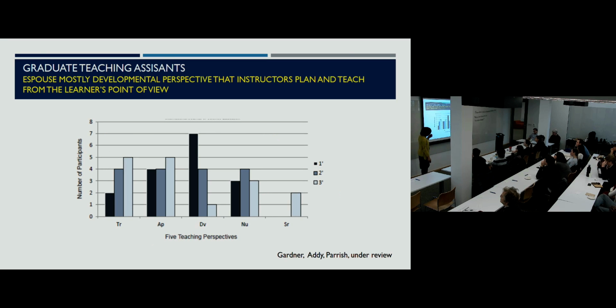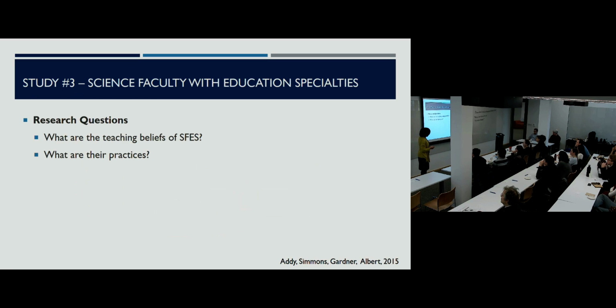And then lastly, he looked at their teaching perspectives, and what they espoused as primary. There's a primary, secondary, and tertiary that you can examine by doing this survey instrument. And the primary one seemed to be heaviest in the developmental perspective. That basically says that instructors plan and teach from the learner's point of view. So most of them seem to espouse that perspective. So that was an interesting study as well.